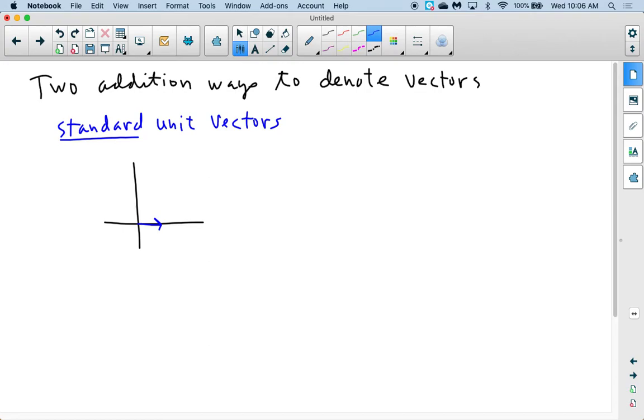This vector is denoted by an i. Now, you could put a vector bar above it, but because it's a special vector, usually when people are writing, they put a little cap above it. That represents the standard unit vector, the vector of length 1 that points in the positive x direction. Unit vectors have magnitude 1. This particular vector points in the positive x direction.